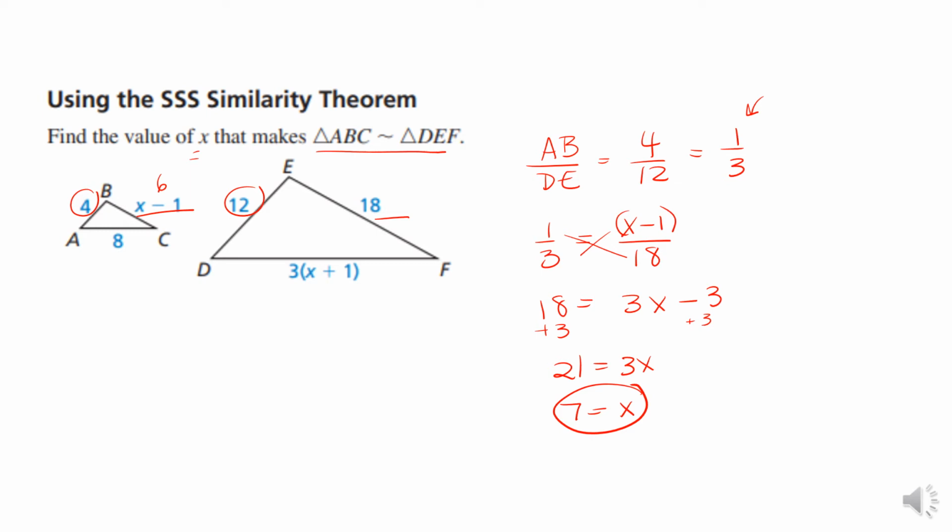So now I'm going to plug in 7 here. I get 3 times 7 plus 1 is 8, which is 24, which is 8 over 24 equals 1/3. And so it worked. So that is the value of x that you need.